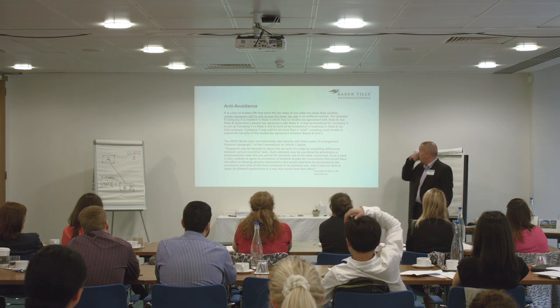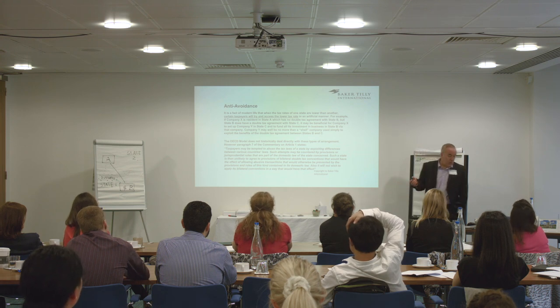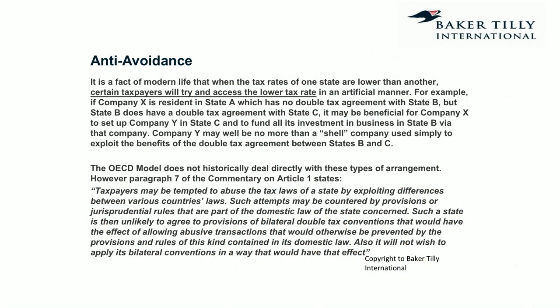Now, sorry, I'm afraid there's an awful lot of words on this slide. I'm not going to go through all of that, but there is an important point coming from this. This is from some OECD commentary. It's a fact of modern life that when the tax rates in one state are lower than another, certain taxpayers will try to access the lower tax rate. Can anybody read out the next four words, please?